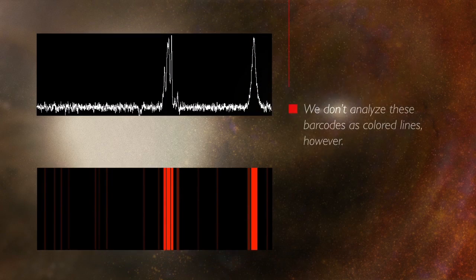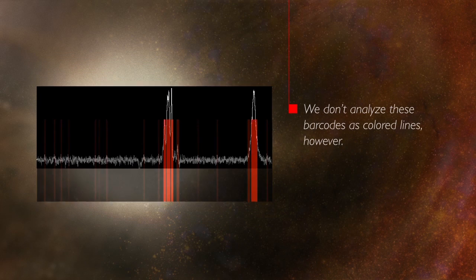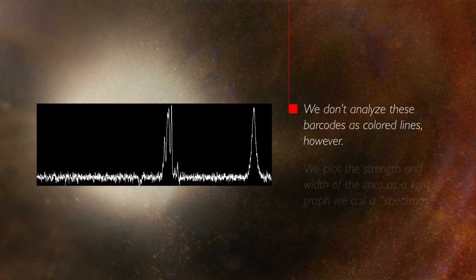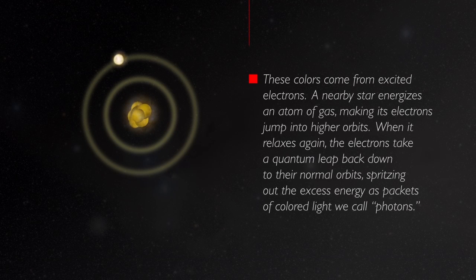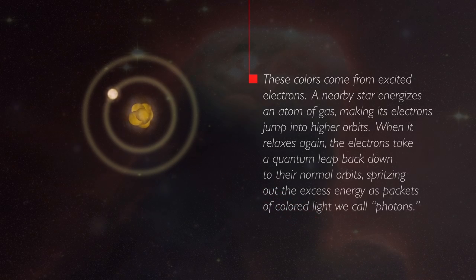We don't analyze these barcodes as colored lines, however. We plot the strength and width of the lines as a light graph we call a spectrum. These colors come from excited electrons. A nearby star energizes an atom of gas, making its electrons jump into higher orbits. When it relaxes again, the electrons take a quantum leap back down to their normal orbits, spritzing out the excess energy as packets of colored light we call photons.